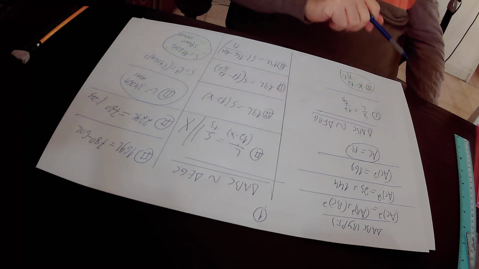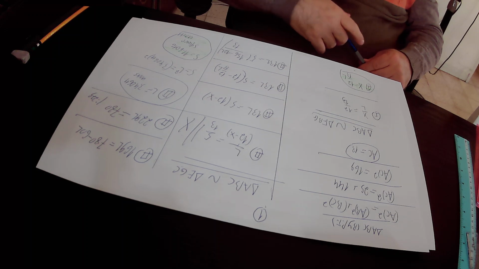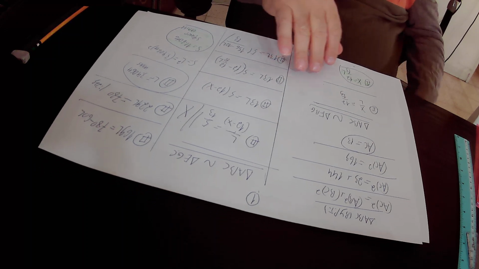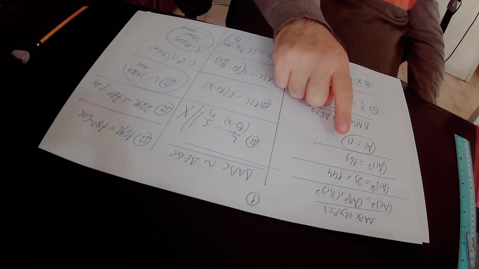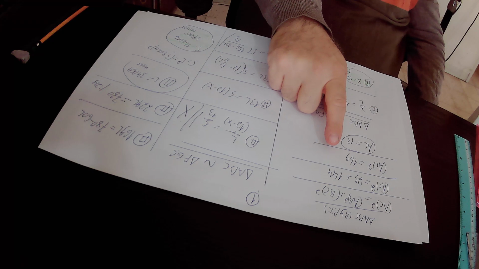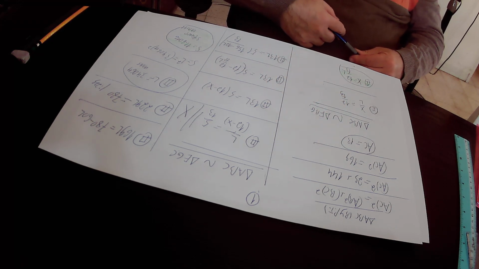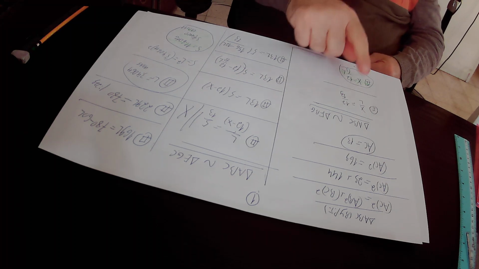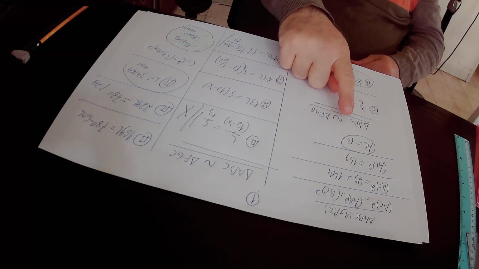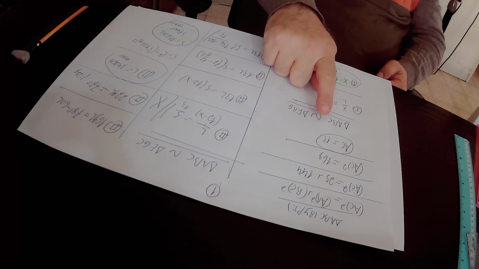So AC squared equals AB squared. AB is 5, therefore AB squared is 25, plus BC squared. BC is 12, therefore BC squared is 144. So in conclusion, AC squared equals 25 plus 144, which is 169. We took the root of this equation and found out that AC equals the square root of 169, that is 13.